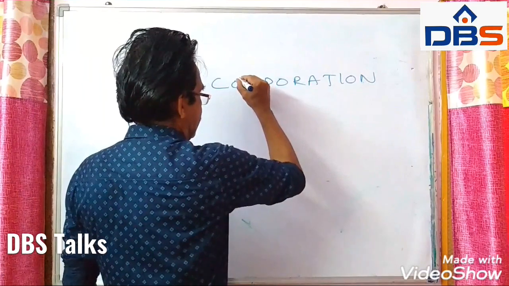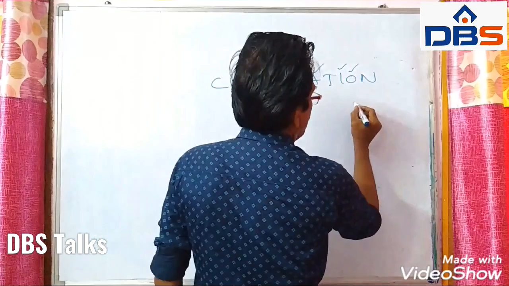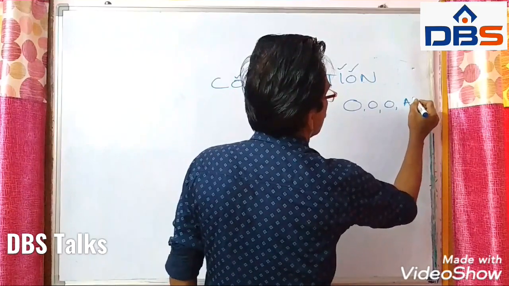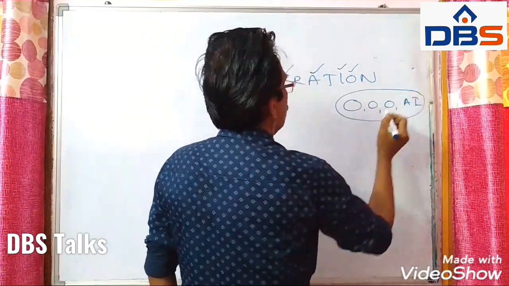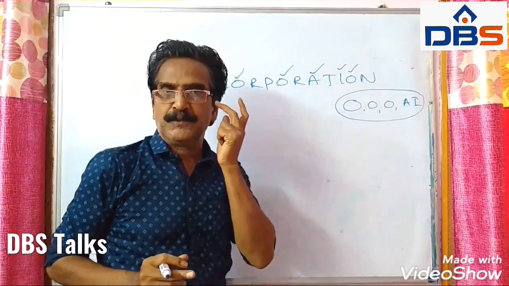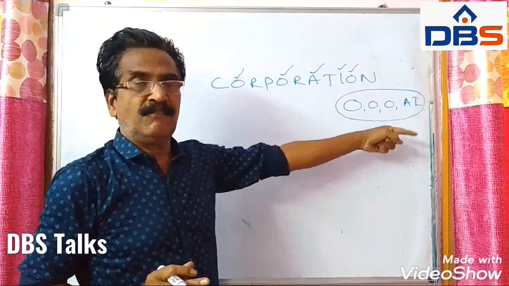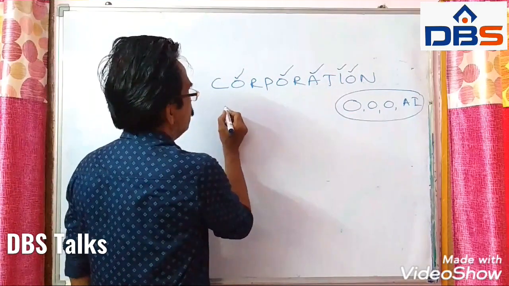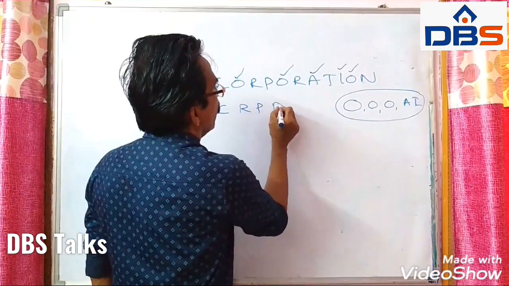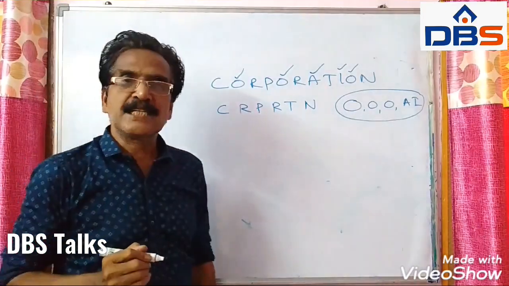So let us take the vowels: 1, 2, 3, 4, 5. 5 vowels are there. In the word corporation, the total number of letters is 11, of which 5 are vowels. So the remaining 6 are consonants. What are those 6 consonants? C, R, P, R, T, N.